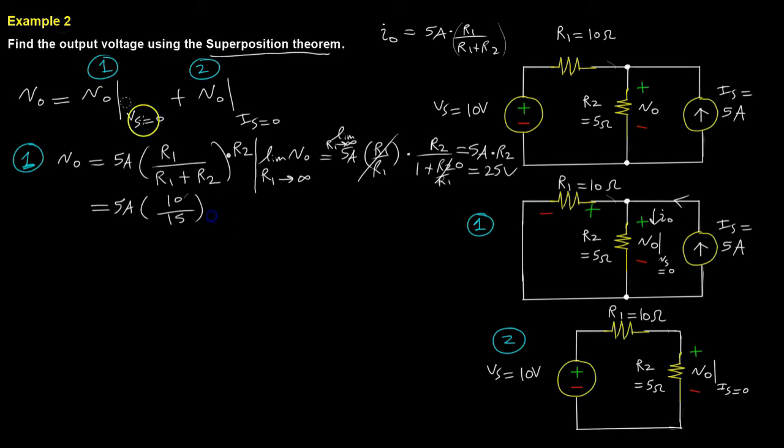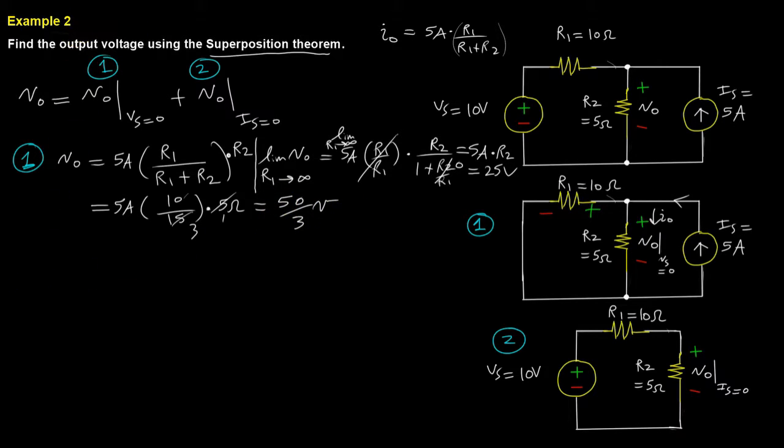But now it's getting divided down because R1 is a finite value, so some current's going to be stolen in the other direction. So not all the current's going to go through R2. And so the 5 amps is going to get divided down by this factor of 1/3, but then it's going to have to be multiplied by the 5 ohm resistor to become the output voltage. And so you can cancel these out, and you would get, let's see, am I doing this correctly, 50/3 volts. And so that's the first case.